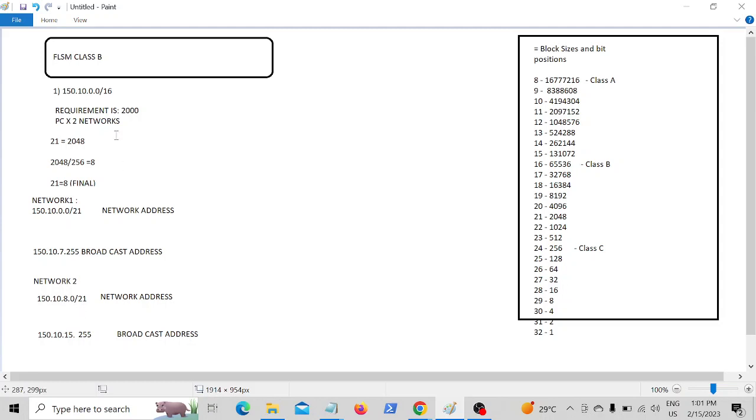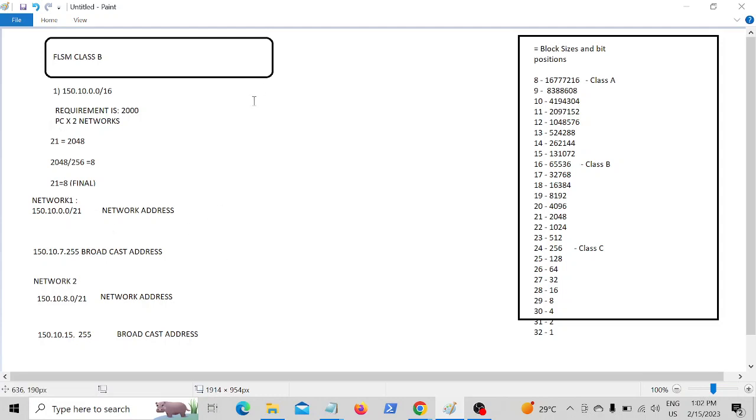So our requirement is only two networks. If it was three networks or four networks, you keep adding. Now we got 8. 8 plus 8 will be 16. So that 16 will become the third network. If they're asking for four networks, again 16 plus 8. It keeps adding. According to how many networks are required, you have to go.